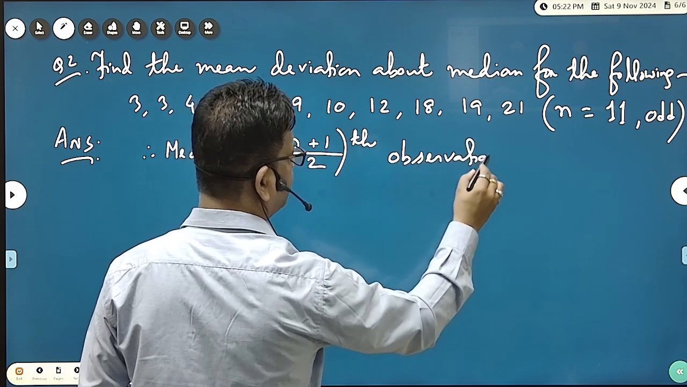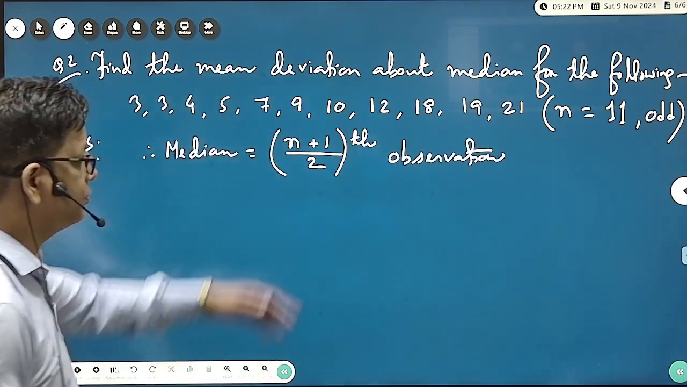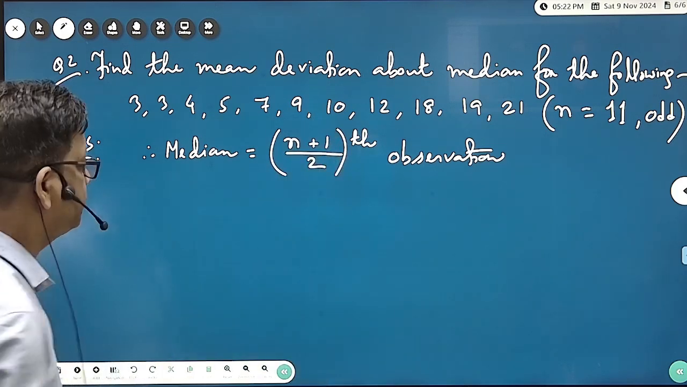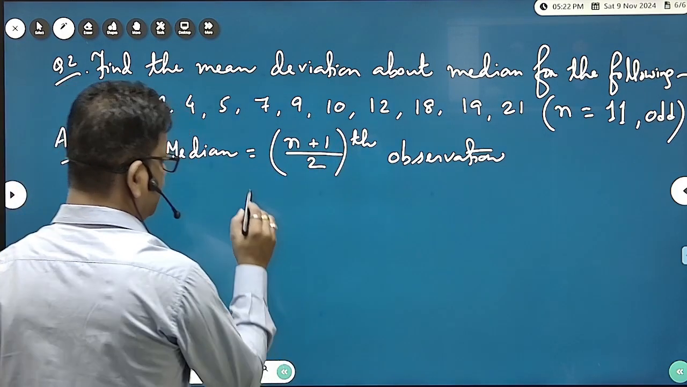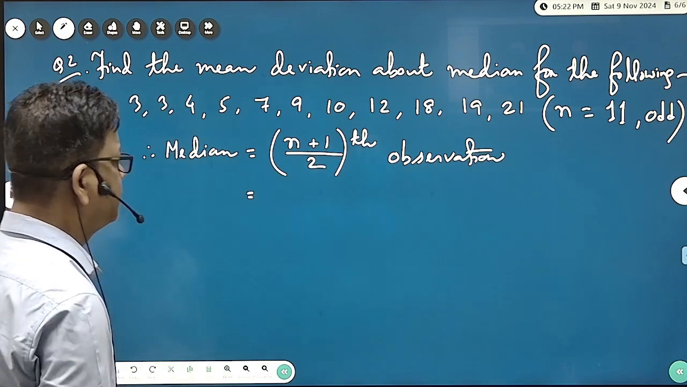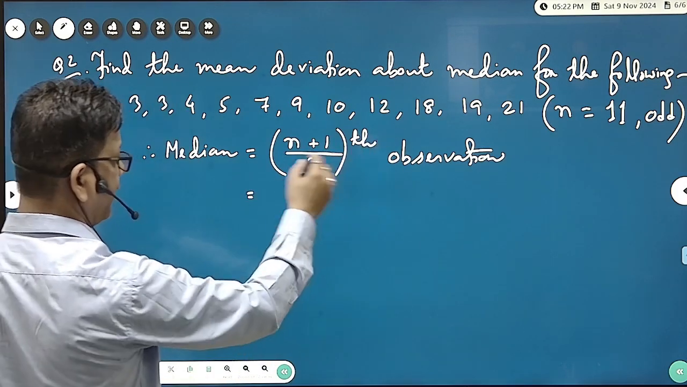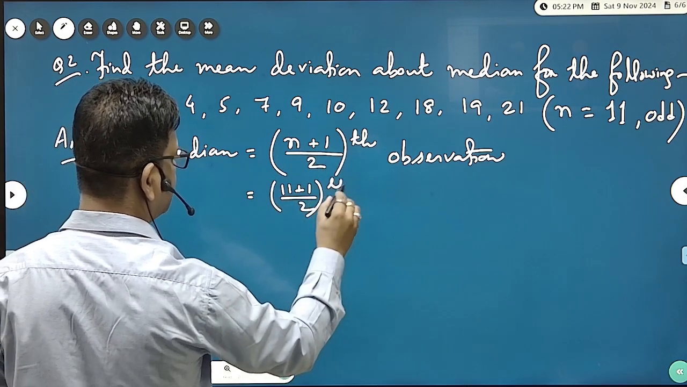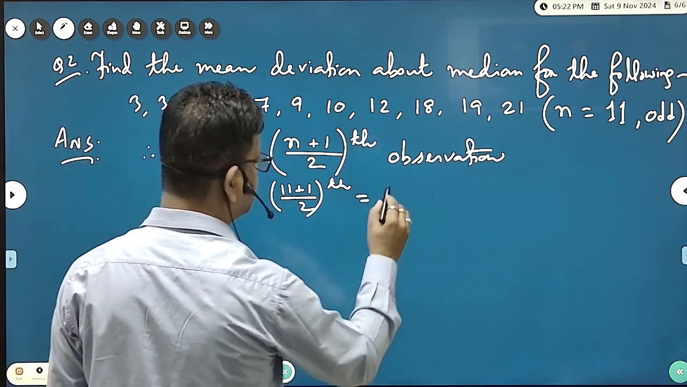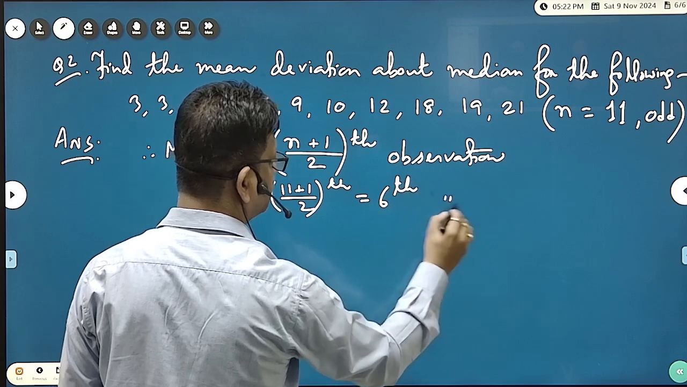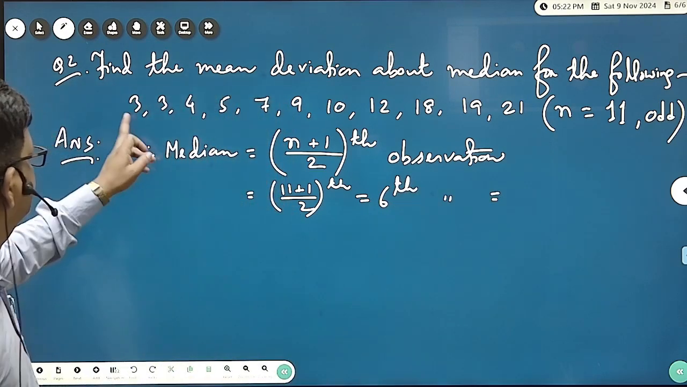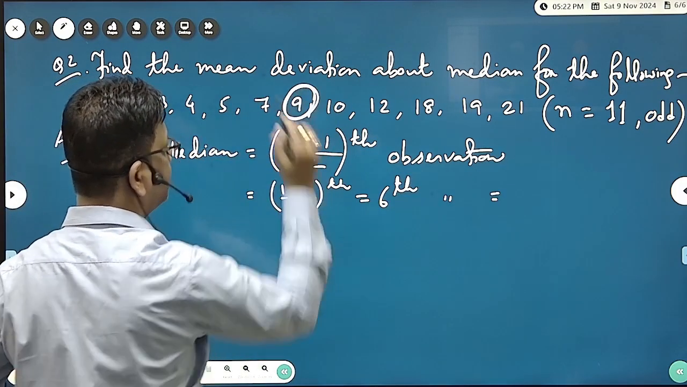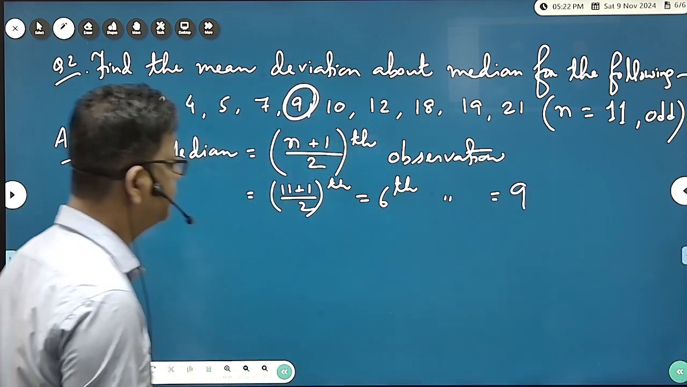If n is, suppose, 12, even, then it is the average of the n by 2 and n by 2 plus 1th observation, as we have done before. Now since it is odd, n is 11, so 11 plus 1 by 2, how much? 12 by 2 means the sixth observation. Which is the sixth observation? First, second, third, fourth, fifth, sixth. So this 9 is the sixth number, and hence it's the median.